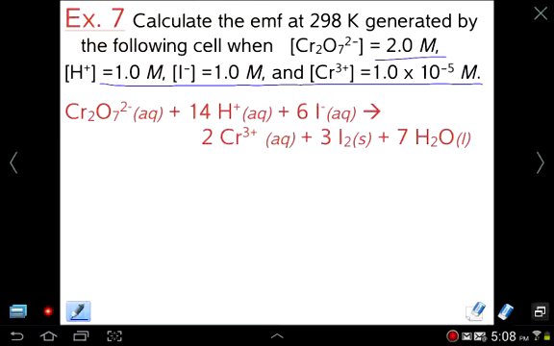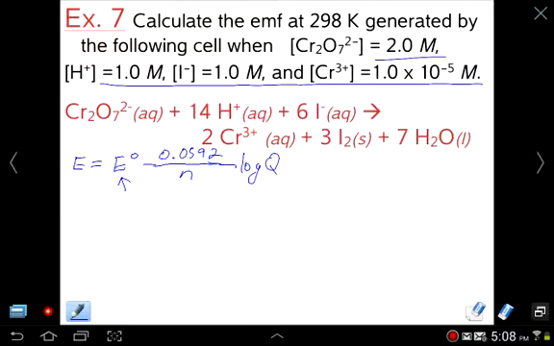The equation that we're going to be using, that we just saw, was E under non-standard conditions equals E naught minus 0.0592 divided by N times log of Q. So we'll have to first get the E naught. This would be products, or cathode minus anode.